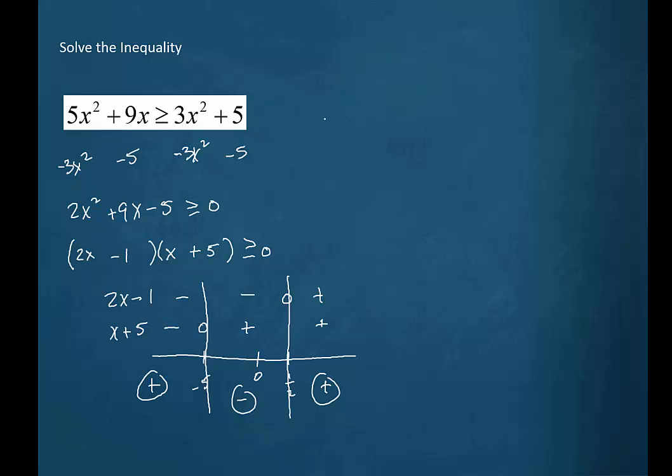So our solution set then, this says greater than or equal to 0, including 0, so we'll include the endpoints this time. So our solution set will be minus infinity up to -5 with a parenthesis and a bracket, and then it'll start up again. We can say union, or either thing, 1/2 to infinity, including 1/2 and not including infinity.